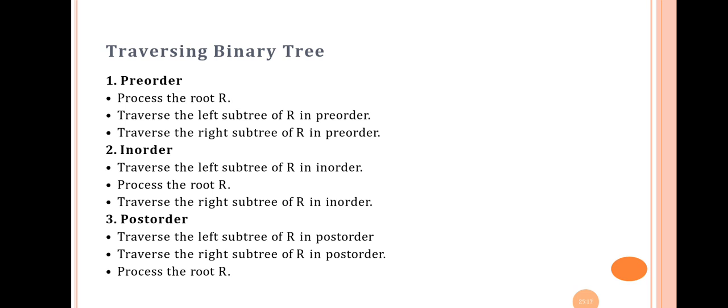In in-order, traverse the left subtree of R in in-order, process the root R, and then traverse the right subtree of R in in-order. In post-order, first traverse the left subtree of R in post-order, then traverse the right subtree of R in post-order, and then process the root R. These are the three types we use in traversing the tree: first pre-order, then in-order, and then post-order.